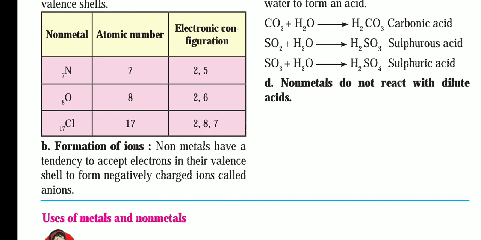Non-metals have a tendency to accept electrons in their valency shell to form a negatively charged ion called an anion. We have seen that in metals the formed ion is known as a cation, and in non-metals the charged ion is known as an anion because it is negatively charged. Negatively charged ion means anion, and positively charged ion is known as cation. Non-metals have the tendency to accept electrons, and metals have the tendency to lose or give electrons.